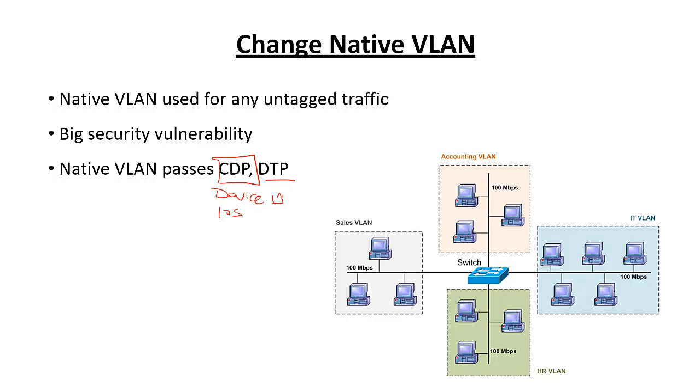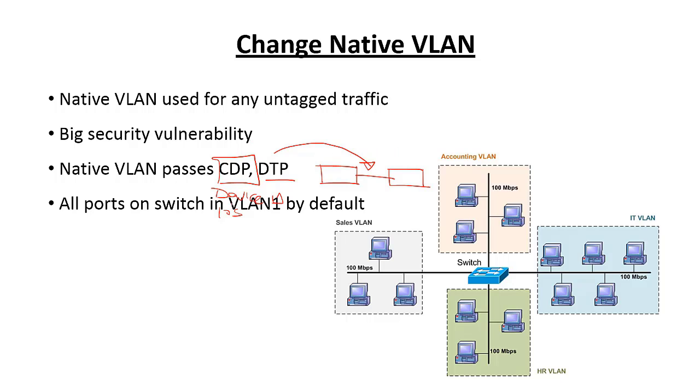Dynamic trunking protocol is for trunking. So your native VLAN will normally go across a trunk link, and you've got all of this important information. On the Cisco devices, certainly, and probably a lot of other vendors, the native VLAN is VLAN 1. And if you leave this as the VLAN that the switches can communicate with, you've left a possible security vulnerability, because this traffic is actually untagged.